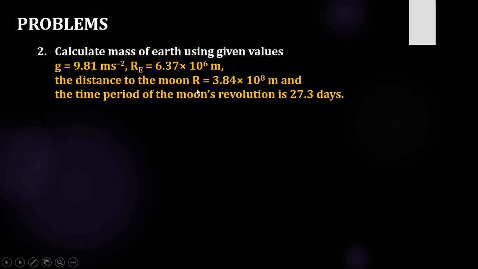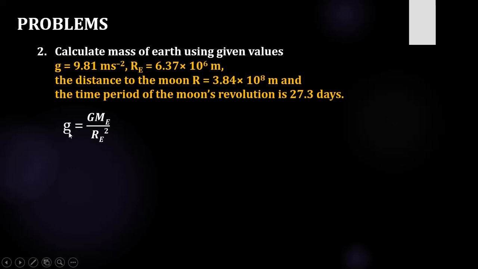The distance between Moon and Earth is 3.84 into 10 to the power of 8 meter, and the time period of Moon's revolution is 27.3 days. So 3.84 into 10 to the power of 8 meter is the distance between Moon and Earth. The simple formula is, you have to calculate the mass of Earth.